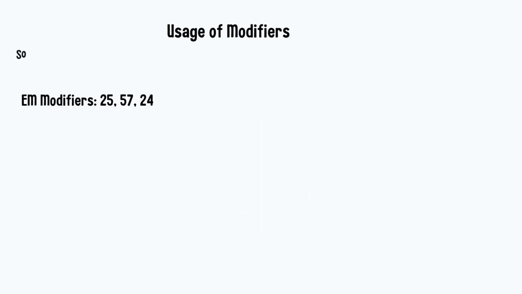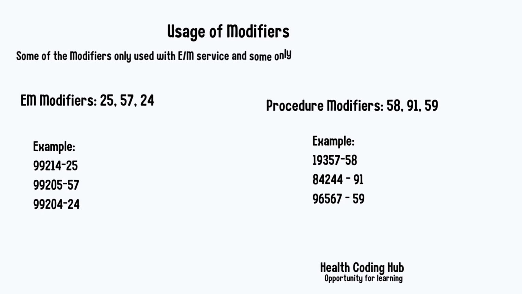Usage of modifiers: as we know, modifiers will be only alphabets or sometimes numbers. One more rule applies: whenever we use modifiers, they are always a suffix of the CPT procedures or E&M codes, meaning we assign the modifier after the CPT code. The modifiers are divided into two categories. E&M modifiers, like modifier 25, 57, 24, can be used only with E&M codes, meaning outpatient E&M code, inpatient E&M code, observation E&M code, critical care E&M codes. These modifiers cannot be used with procedure CPT codes.